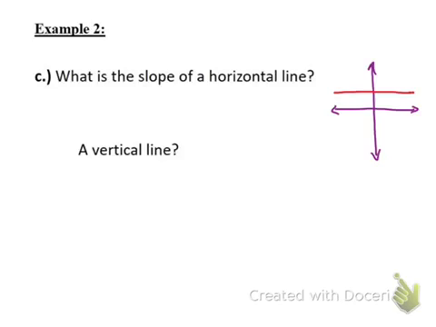It goes left and right, but does it ever rise? No. So your rise would be 0, but your run could be any number. Let's say it runs for 2. Well, no matter what you do, because it's never rising, your slope here for a horizontal line is going to equal 0.